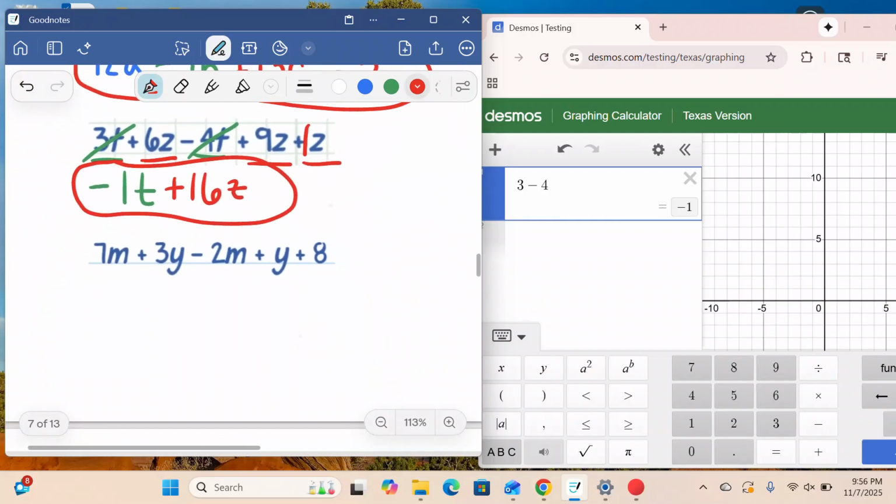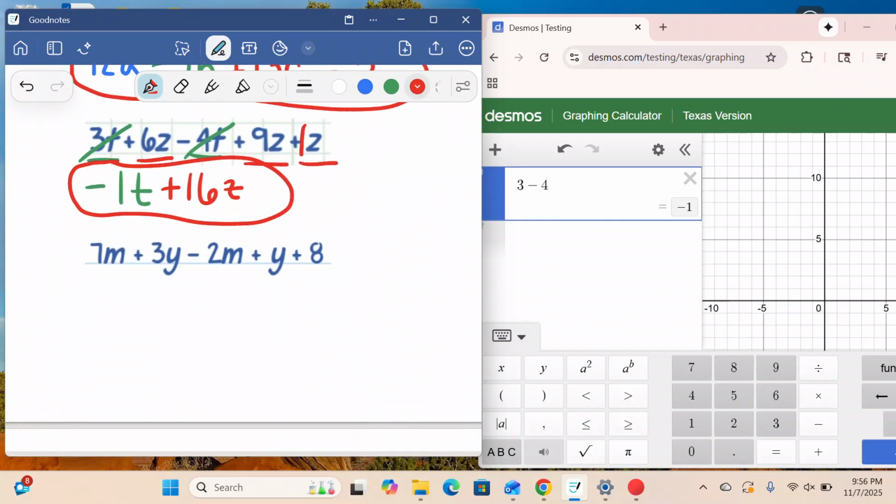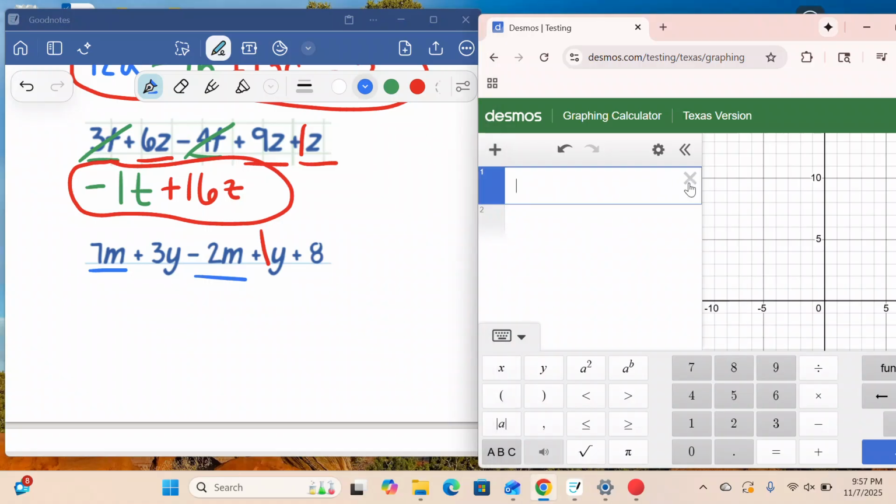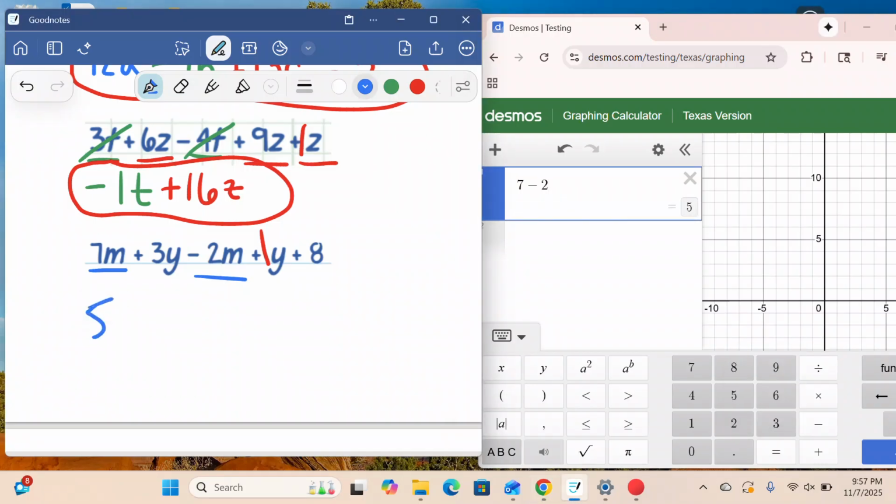Last one that we are going to go over is, of course, 7m plus 3y minus 2m plus y plus 8. And once again, that right there, the y is like an imaginary 1 in front of it. So now I'm going to look at my m's, and I'm going to say, well, I have 7m, and I have negative 2m. And I don't know what 7m minus 2m is. Well, I have 7m's and I take away 2m. Well, if I don't know how to do it, all I do is put it into my Desmos. 7 minus 2. And that gives me a total of 5. So it is a total of 5m.